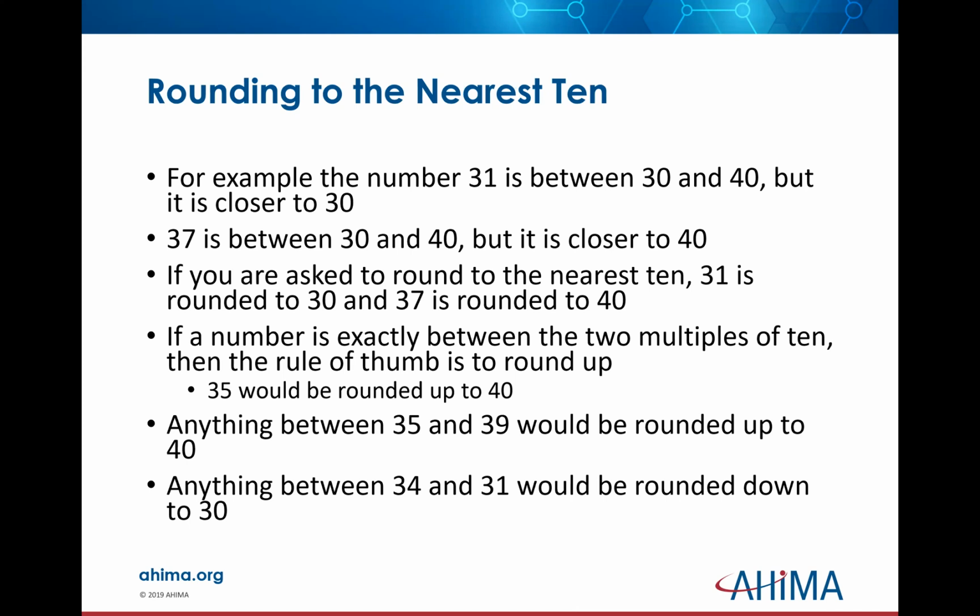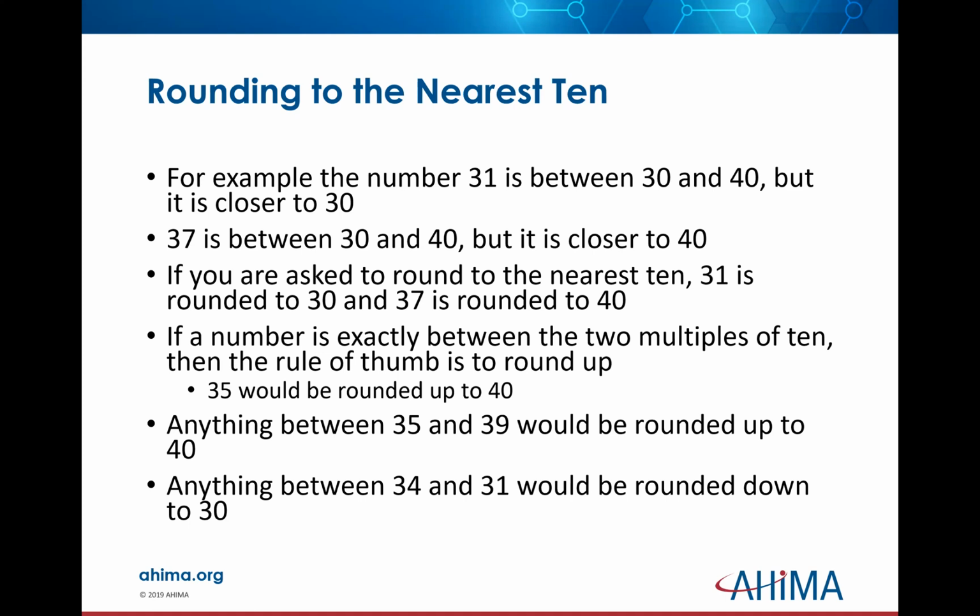31 is greater than 30, but it's less than 40. It's closer to 30 than it is to 40. So if we were to round it, we would round it to 30 because it's closer. 37, on the other hand, is greater than 30, but less than 40. It is closer to 40, so we'd round it up. So as it says in the third bullet point, if you're asked to round to the nearest 10, 31 is rounded to 30, and 37 gets rounded up to 40.